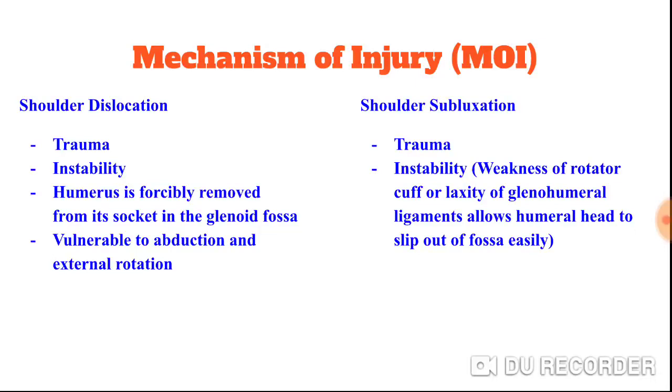Mechanism of injury, we've got shoulder dislocation and subluxations. Most commonly, both of those happen through trauma or instability in general. But with dislocation, the humerus is often forcibly removed from its socket in the glenoid fossa, and the shoulder is pretty vulnerable to dislocation when it is in abduction and external rotation. Shoulder subluxation is commonly caused by instability with weakness of the rotator cuff or laxity of the glenohumeral ligaments. So that being said, the humeral head would ideally slip out of the glenoid fossa easily.